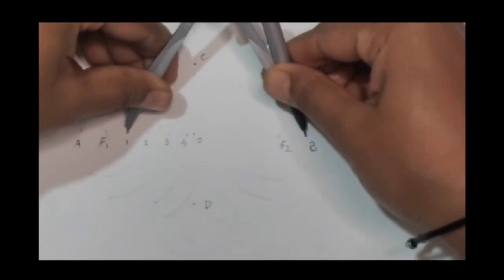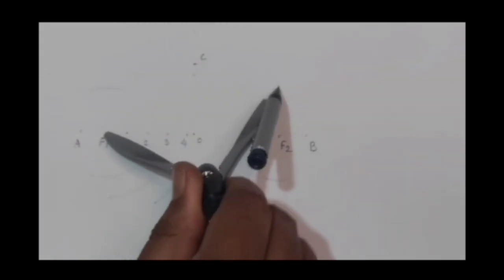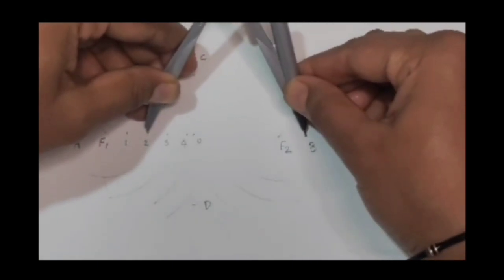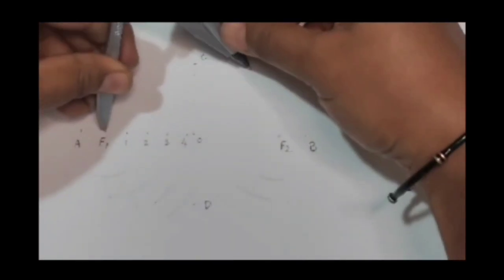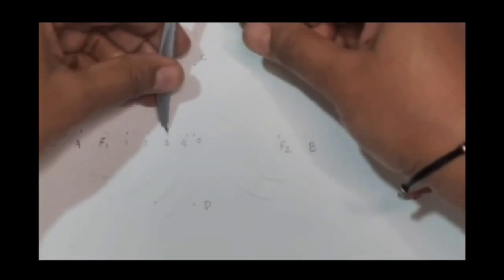Next, to intersect the previous arcs, take the distance B to 1. Place the metal point on F1 and F2 and intersect the previous arcs, and repeat the procedure for the remaining points. So we will get the points P1, P2, P3, P4.